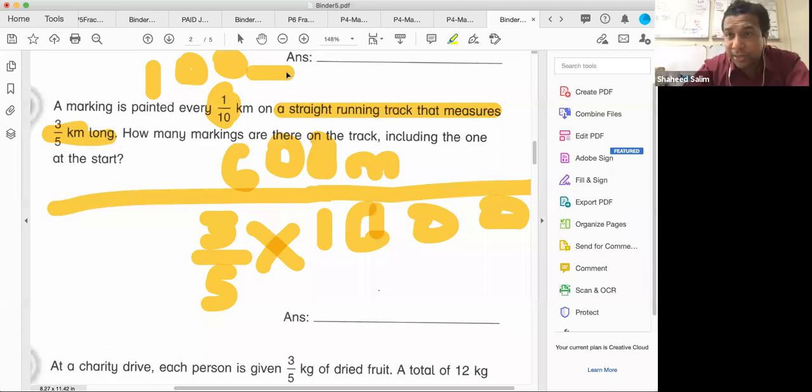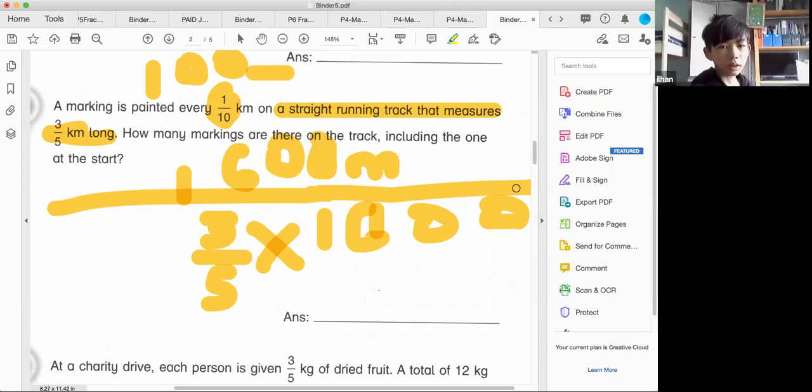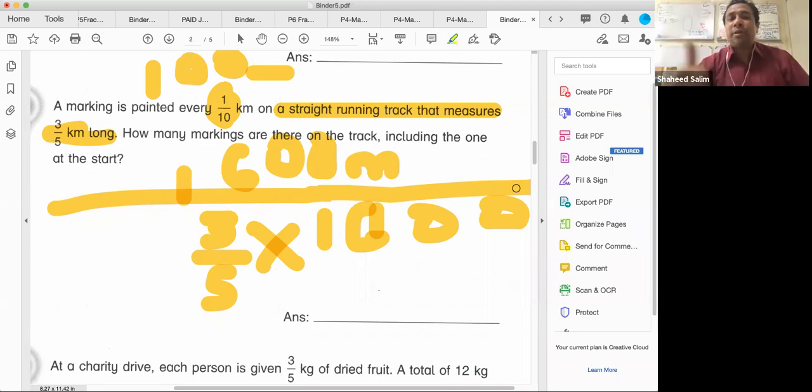Okay, now very simple question. Every 100 meters, they will put a marking. This is 600 meters. How many markings will there be? Don't need to calculate. You just think mentally. Every 100 meters, one marking. This is a 600 meters running track. How many markings will there be? Just 6 only, you see.